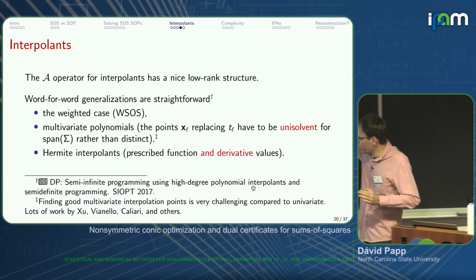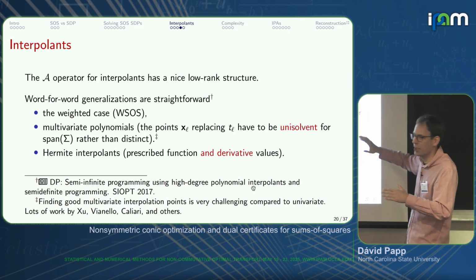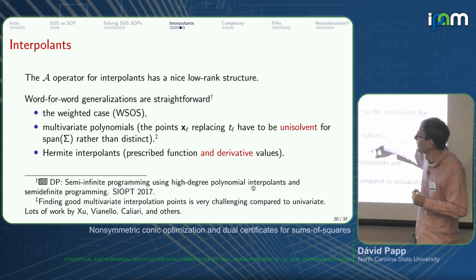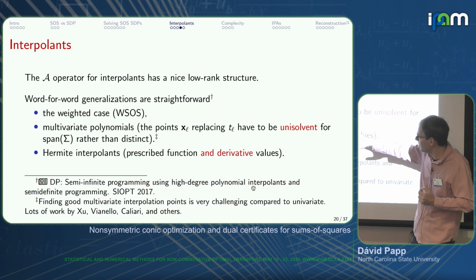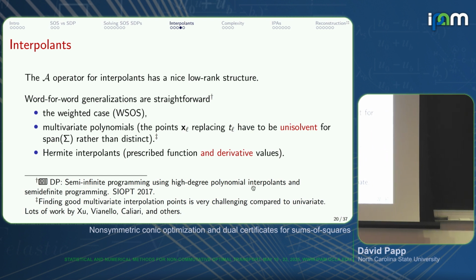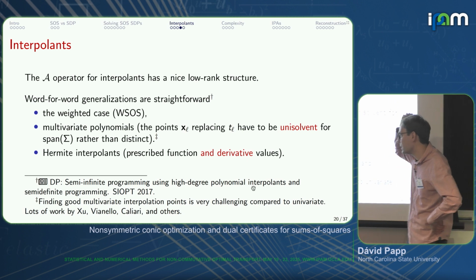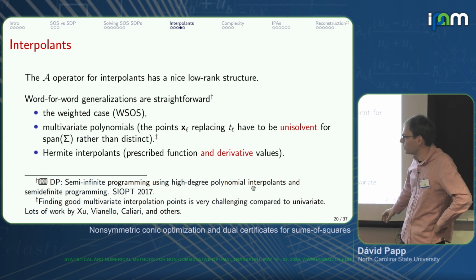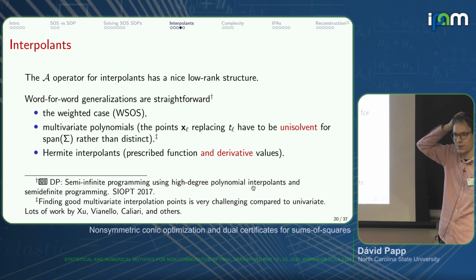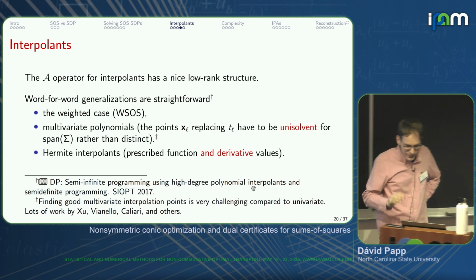Again, we can do this, of course, in the weighted case, also for multivariate polynomials. For some applications, it might be interesting to also use Hermite interpolants, where we don't just have function values, but also derivative values. All of this can be done. The biggest challenge, specifically if we are going to use interpolants, is that we need to find good interpolation points. And multivariate interpolation, of course, is difficult and still largely unsolved in very high dimensions.